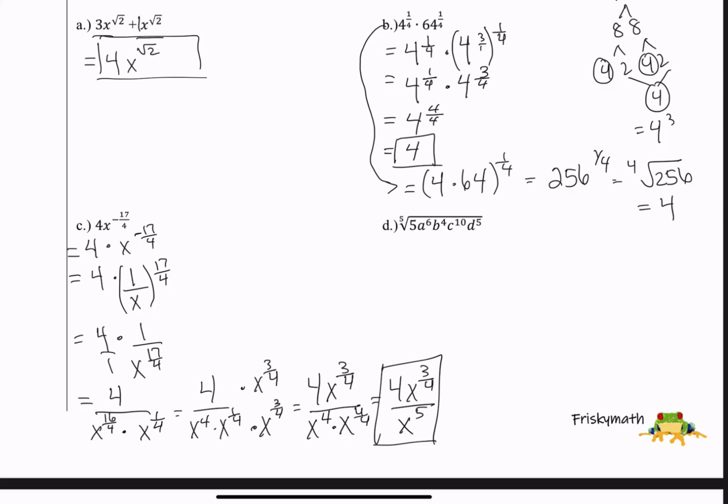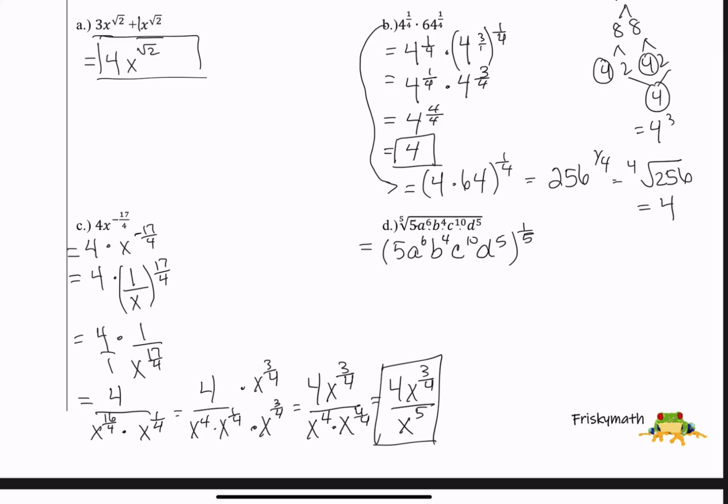Moving over to D, I am going to use rational exponent notation on this one. I have several products here. All of these factors are being multiplied together. So how about I start with taking that factor of 5 times a to the 6th times b to the 4th times c to the 10th times d to the 5th and raising all of that to the 1/5 power.